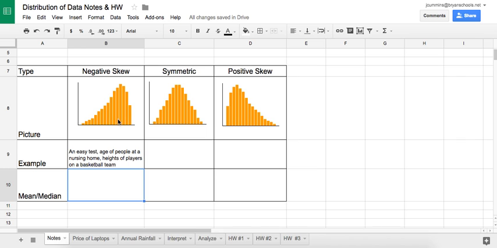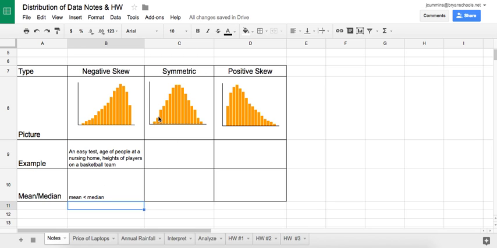When you're looking at these distributions, your median is always going to be where the tallest part of it is. So your median's right here. Now remember, your mean gets pulled by those outliers, so your mean is going to be a little further down in your tail. So your mean is less than your median, or significantly less.